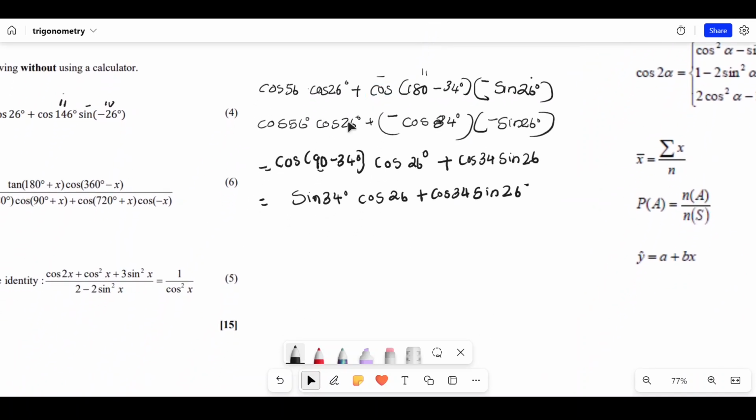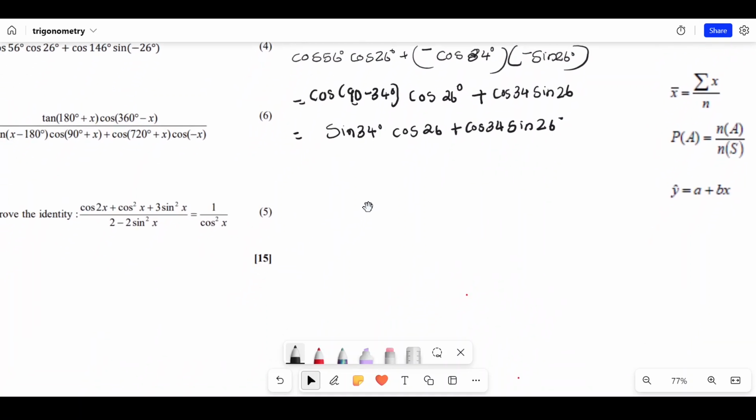So this is the formula of sine alpha cos beta plus cos alpha sin beta. That means this is same as sine of alpha plus beta, that is 34 plus 26, which will give you sine 60. That is a special angle. So the final answer is √3/2. So you get the mark for sine 34, for 34 plus 26 and the answer.